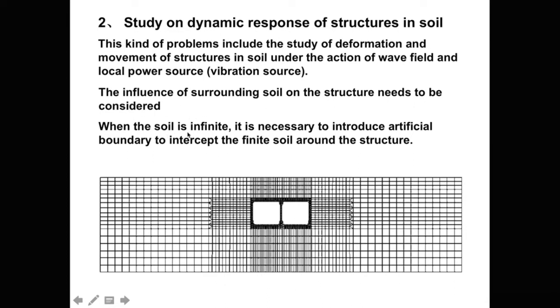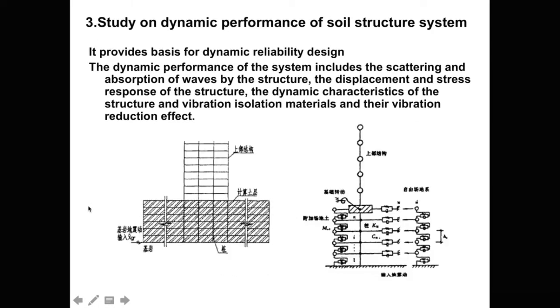When the soil is infinite, it is necessary to introduce artificial boundary to intercept the finite soil around the structure. Let's see. We must select a finite soil zone. Then we have to use some artificial boundary to describe the far field.